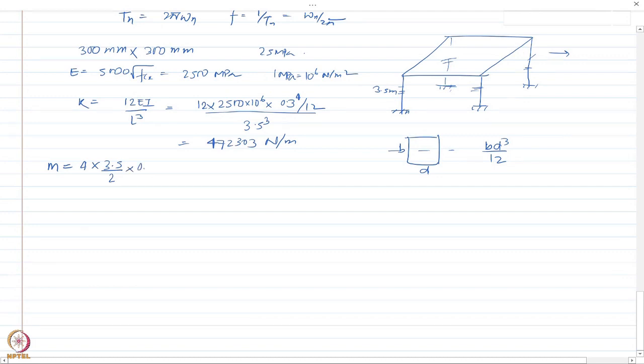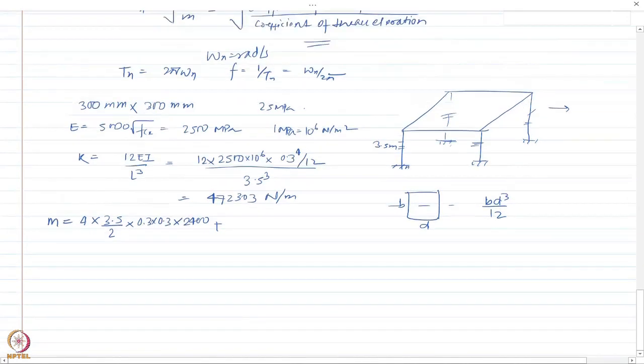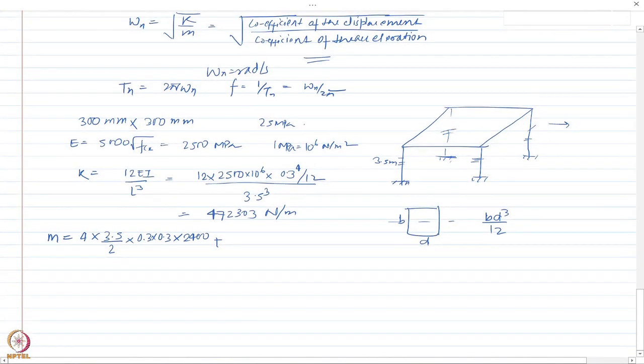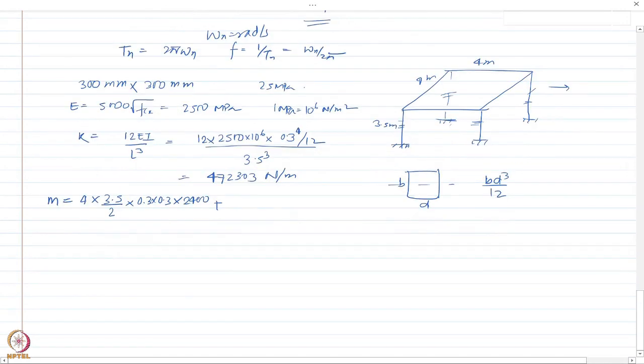Now remember that the cross section area is 0.3 by 0.3, and then I have to multiply this with 2400, which I'm assuming is the density of the concrete. This is for the column. For the slab, let me assume a typical slab of 250 mm. The slab dimensions I can assume to be 4 meter by 4 meter. So it would be 0.25 thickness of slab times 4 times 4, and then again 2400. So this is basically the dead weight.